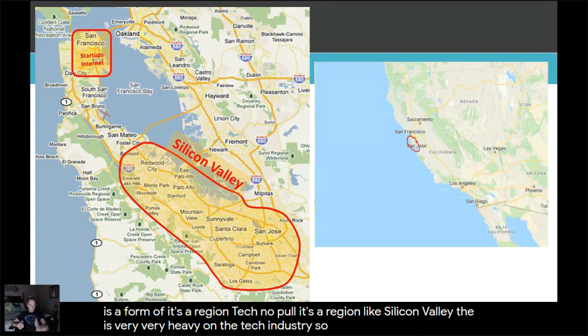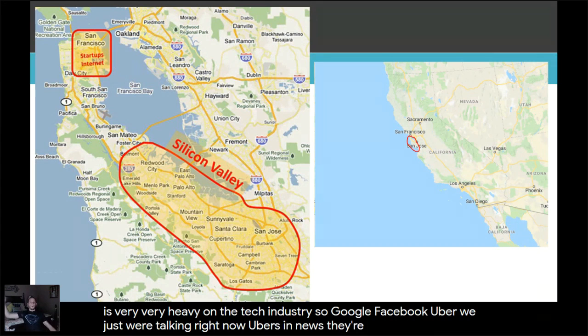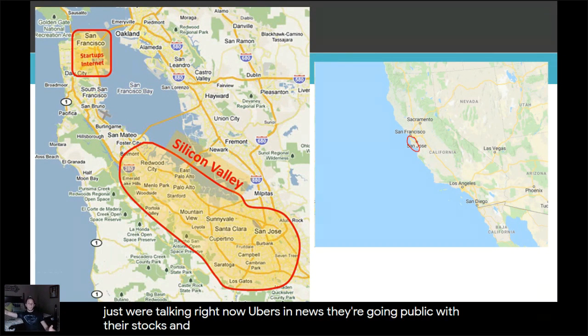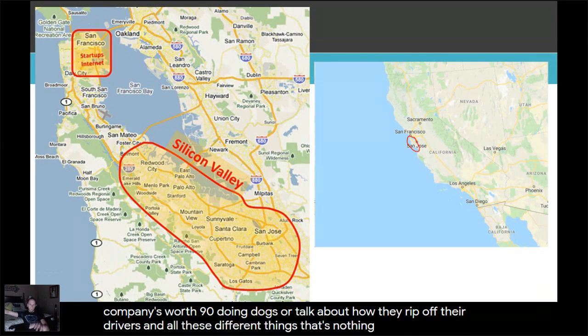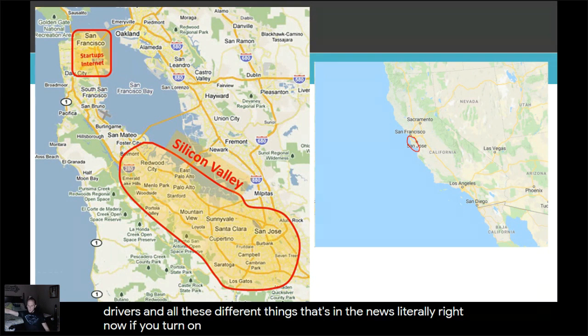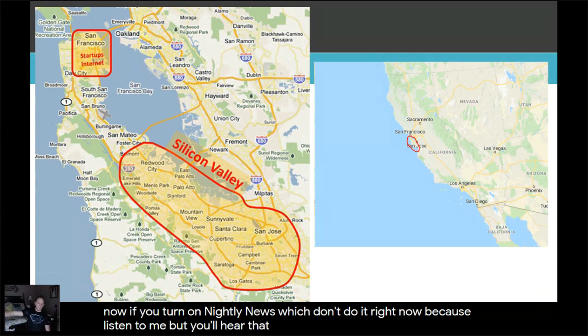So Google, Facebook, Uber. Uber's in the news right now. They're going public with their stocks, and at the same time, the company's worth $90 billion, they're talking about how they rip off their drivers and all these different things. That's in the news literally right now. If you turn on nightly news, which don't do it right now because you listen to me, but you'll hear that stuff in the news for sure.